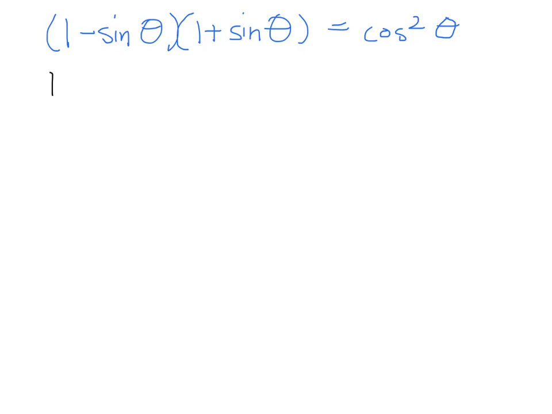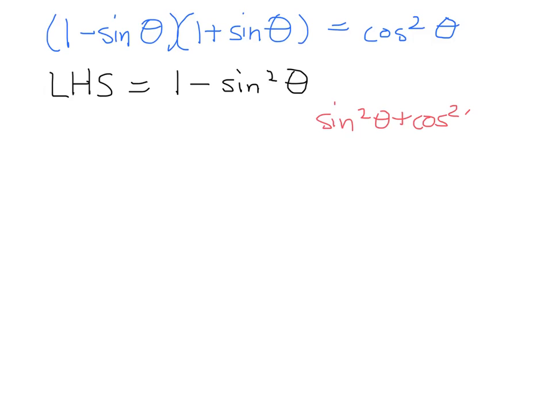Let's start with the left-hand side. Now, this thing looks familiar. It's just the difference of two squares. So we have 1 minus sine squared theta is the left-hand side. Now, this reminds us of one of our Pythag identities. We have sine squared theta plus cos squared theta equals 1.